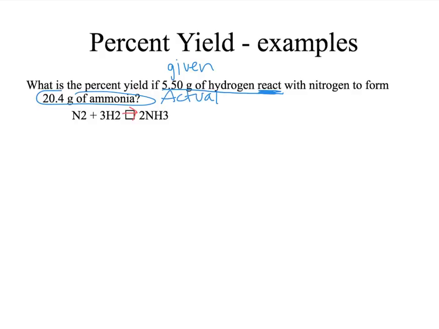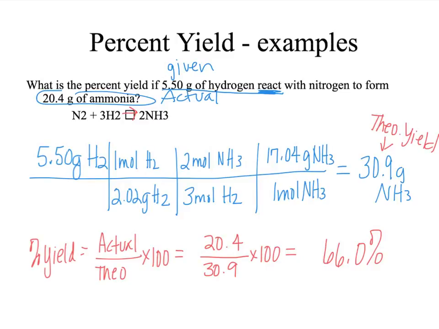So we're going to start our stoichiometry problem to get our theoretical yield, and then we'll do the last little part, which is calculating percent yield. So pause the video and work it out and see if you can match my answer. All right, how did we do? Hopefully you got a yield of 66%.